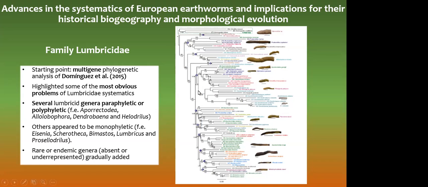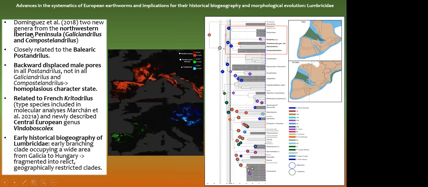And this analysis lacked a strong representation of rare or endemic genera, and those genera have been slowly added to the phylogeny of Lumbricidae. For example, again, Dominguez and collaborators in 2018 discovered 2 new genera from the northwestern Iberian Peninsula, mostly from Galicia and Leon, which are called Galiciadrilus and Compostelandrilus. Those genera, surprisingly, are closely related to the Balearic Postandrilus, and they have an interesting character.